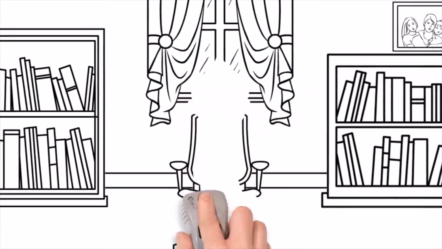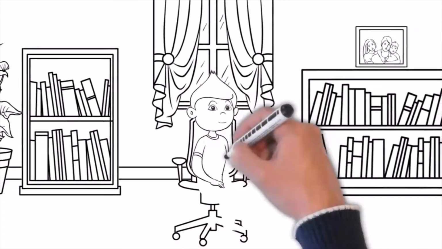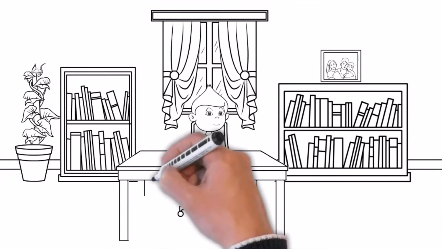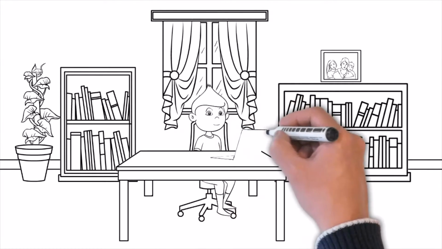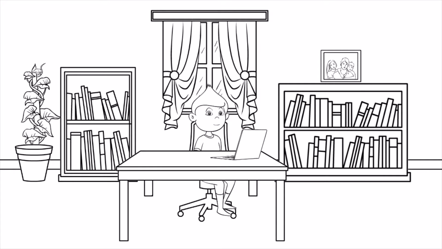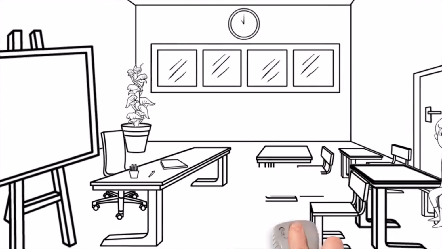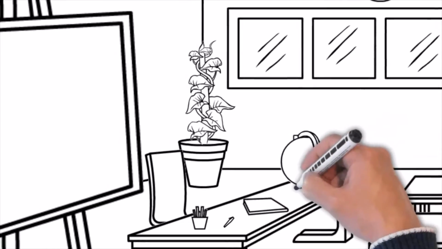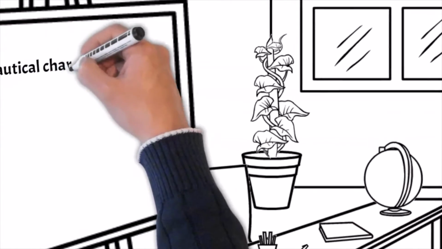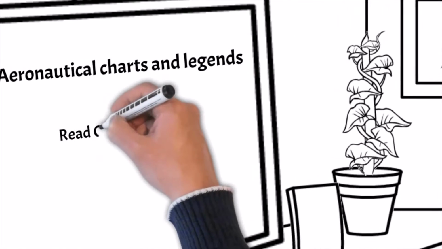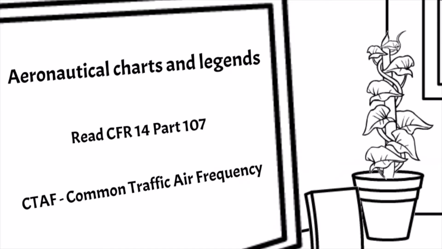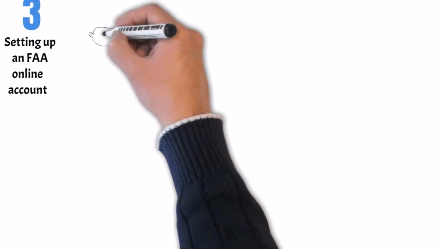It's true what a lot of these places say, that the test is difficult, but it is not quite so hard if you understand the 3 main parts of the test. Number 1, way above and beyond anything else, aeronautical charts and legends. You must also be familiar with the regulations listed in CFR 14 Part 107. CTAF, also known as Common Traffic Advisory Frequency, will be a number of questions on the test.